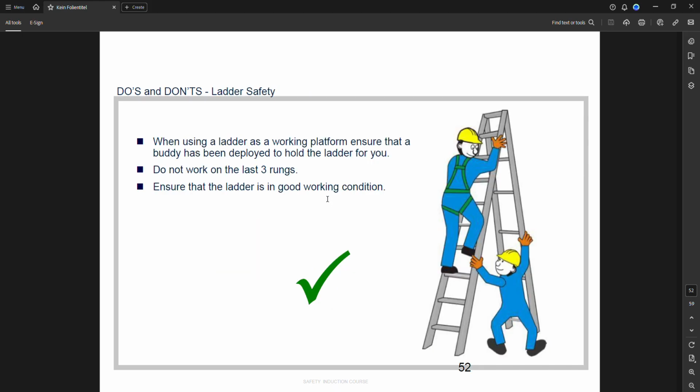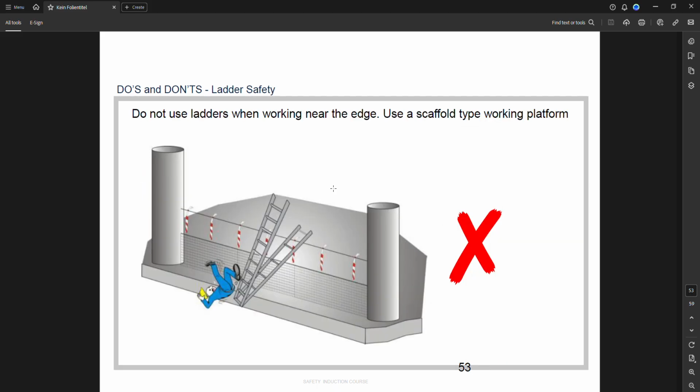For ladder safety, do not walk on the top 3 rungs. Do not use a ladder when working near the edge.